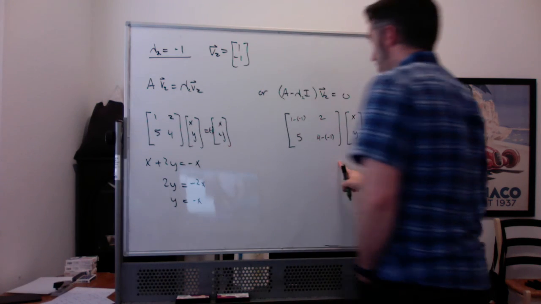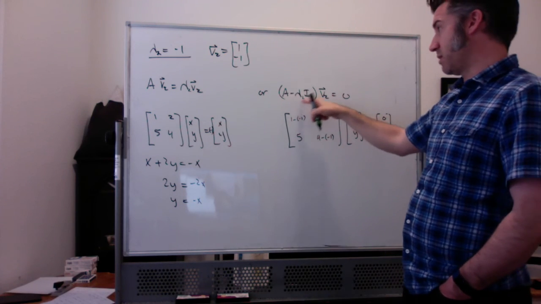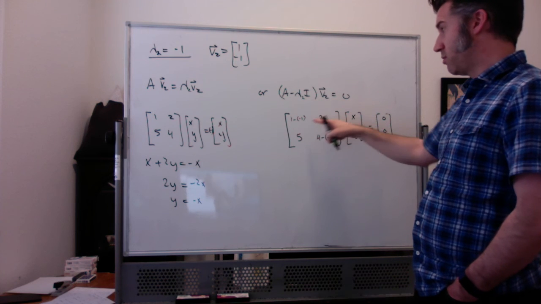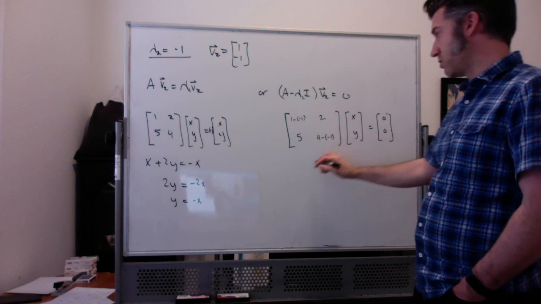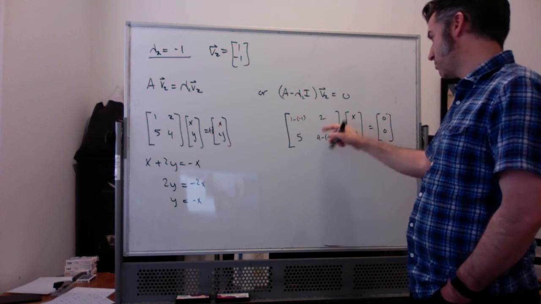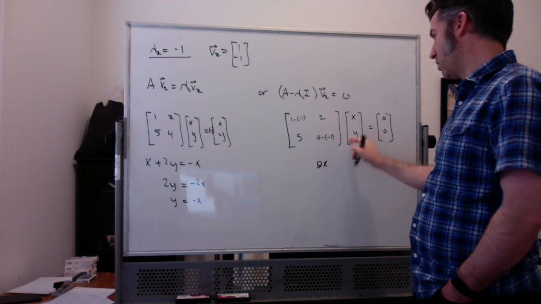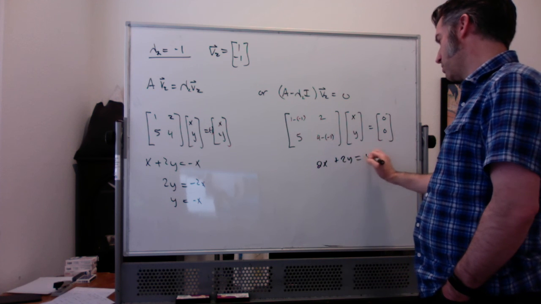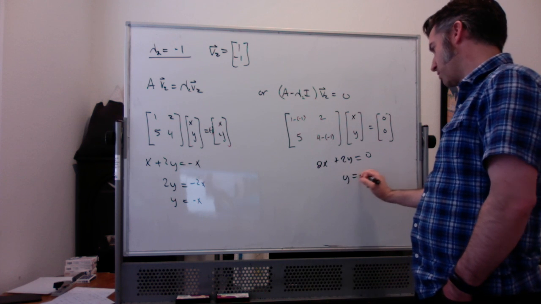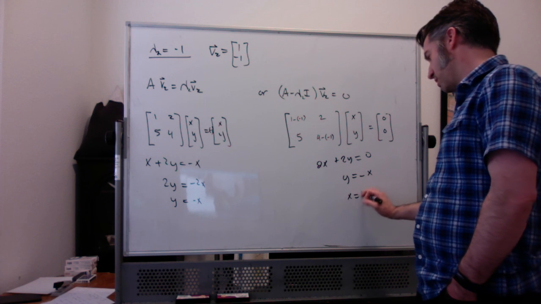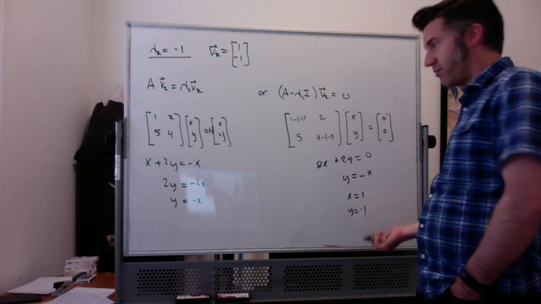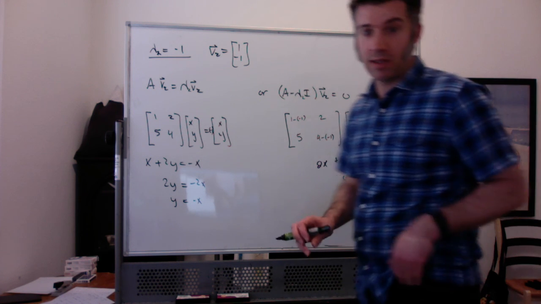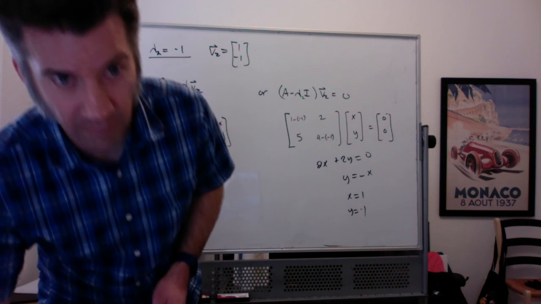Same deal here. Plug in A minus lambda I times v2 equal to 0. Plugging in the negative 1 for your lambdas, you get 2x plus 2y equal to 0. So again, y equals negative x. x is 1, y is negative 1. Great. So that's the answer to part 2b. We have the eigenvalues and the eigenvectors.